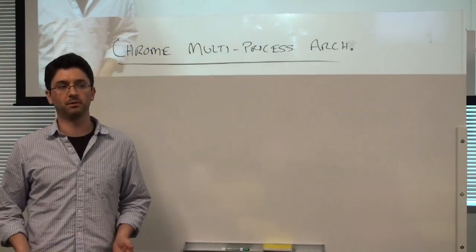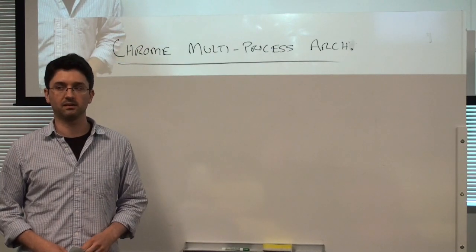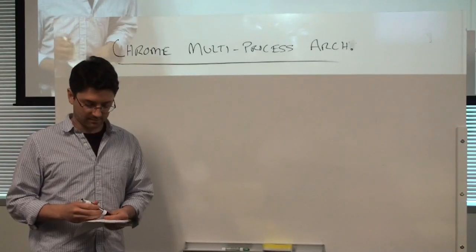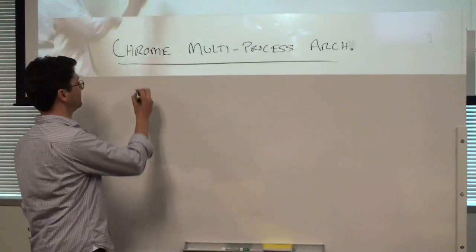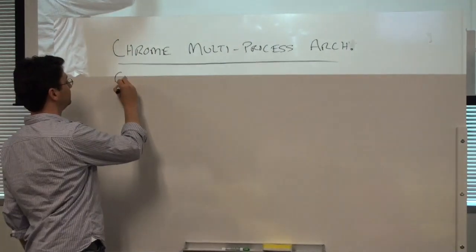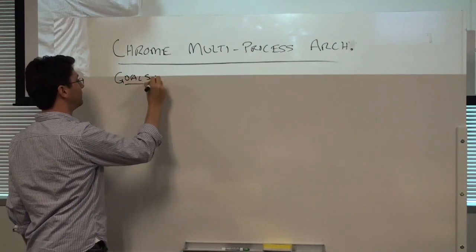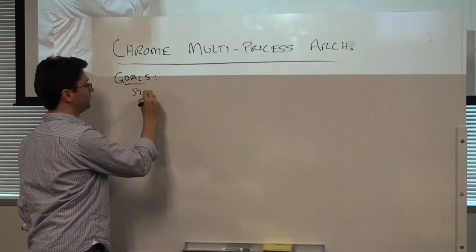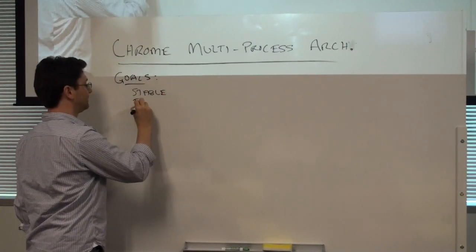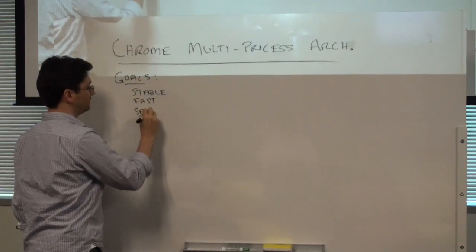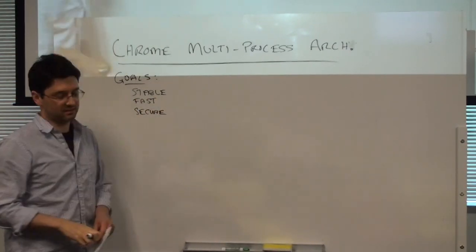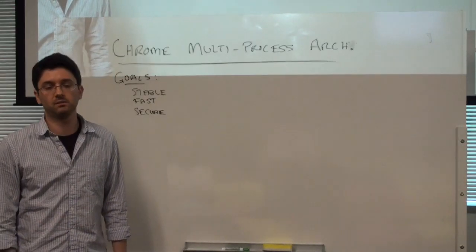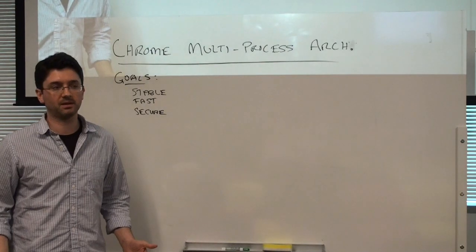So some of this will be review if you read some of the design docs, but I'll just get right into it. So first of all, what are some of the goals of the multi-process architecture? Well, what we were basically going after is we really wanted to make a very stable browser, fast, and secure. And we recognized that one really great way to improve on all these fronts was to divide up the browser into multiple processes.